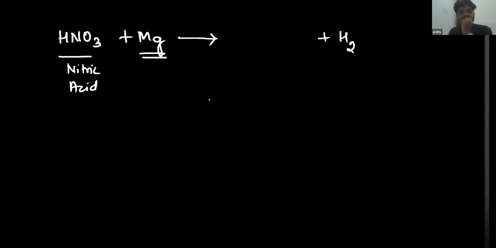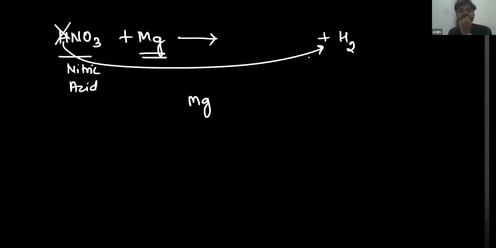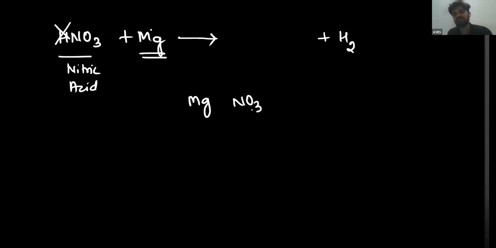MgNO3 twice. Yes, correct formula for magnesium. Replace the hydrogen, because hydrogen is being used here in producing the hydrogen gas. Now you are having magnesium and nitrate, NO3. So write the correct formula of magnesium and nitrate.